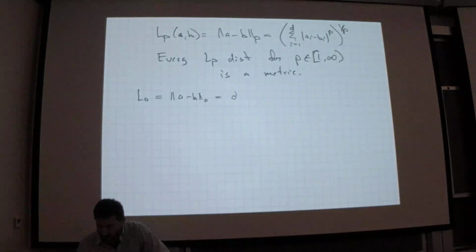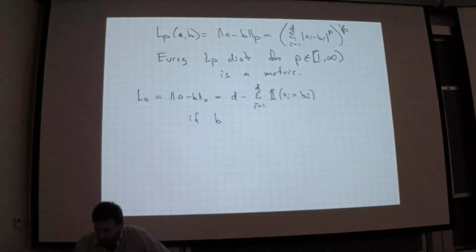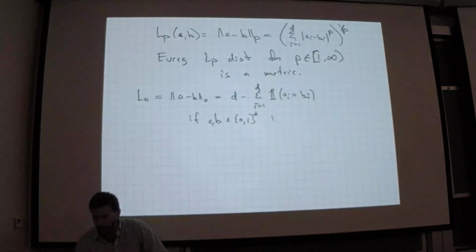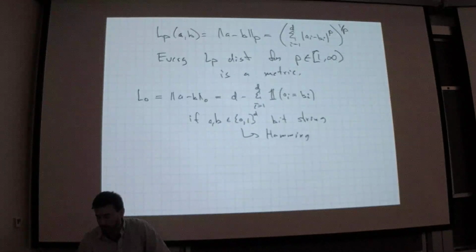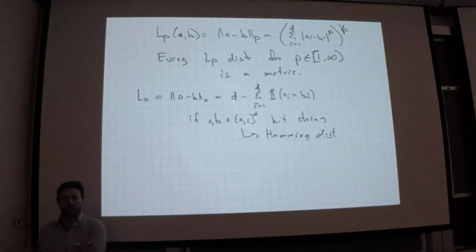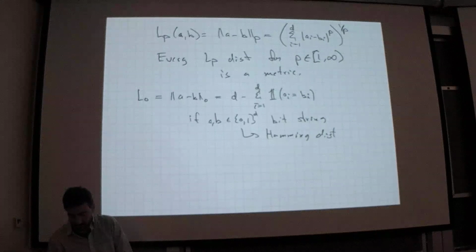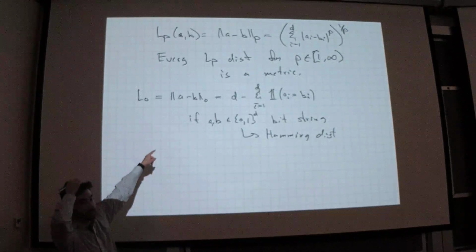So I'll write this as the sum from 1 to D of the indicator function of A_i equal to B_i. And so if A and B are in {0,1} to the power D, so these are bit strings, then this is a Hamming distance, right? It's the number of bits which are different between these strings.